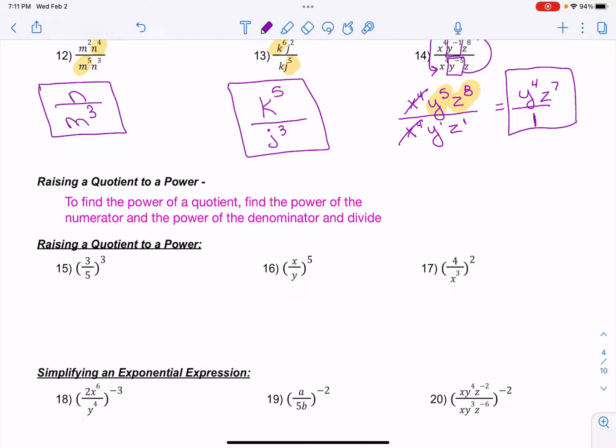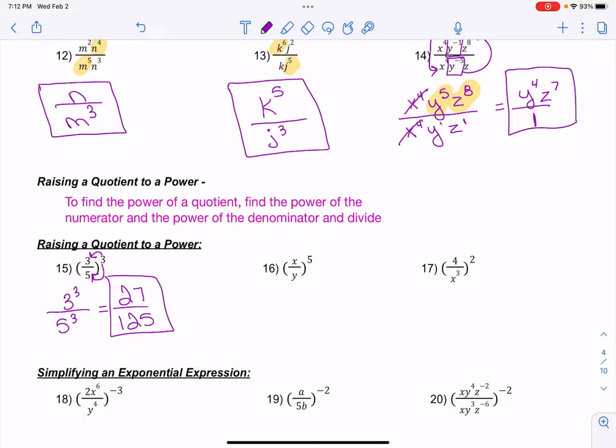So the first 3 examples are those simple kind of one-step problems. So we have this 3/5 to the third power. So that 3 exponent gets distributed up top and down below. So that gives us 3 to the third power over 5 to the third power. 3 to the third power is 27. And 5 to the third power is 125. So as simple as that, you just have to distribute that exponent to every piece up top and every piece down below.